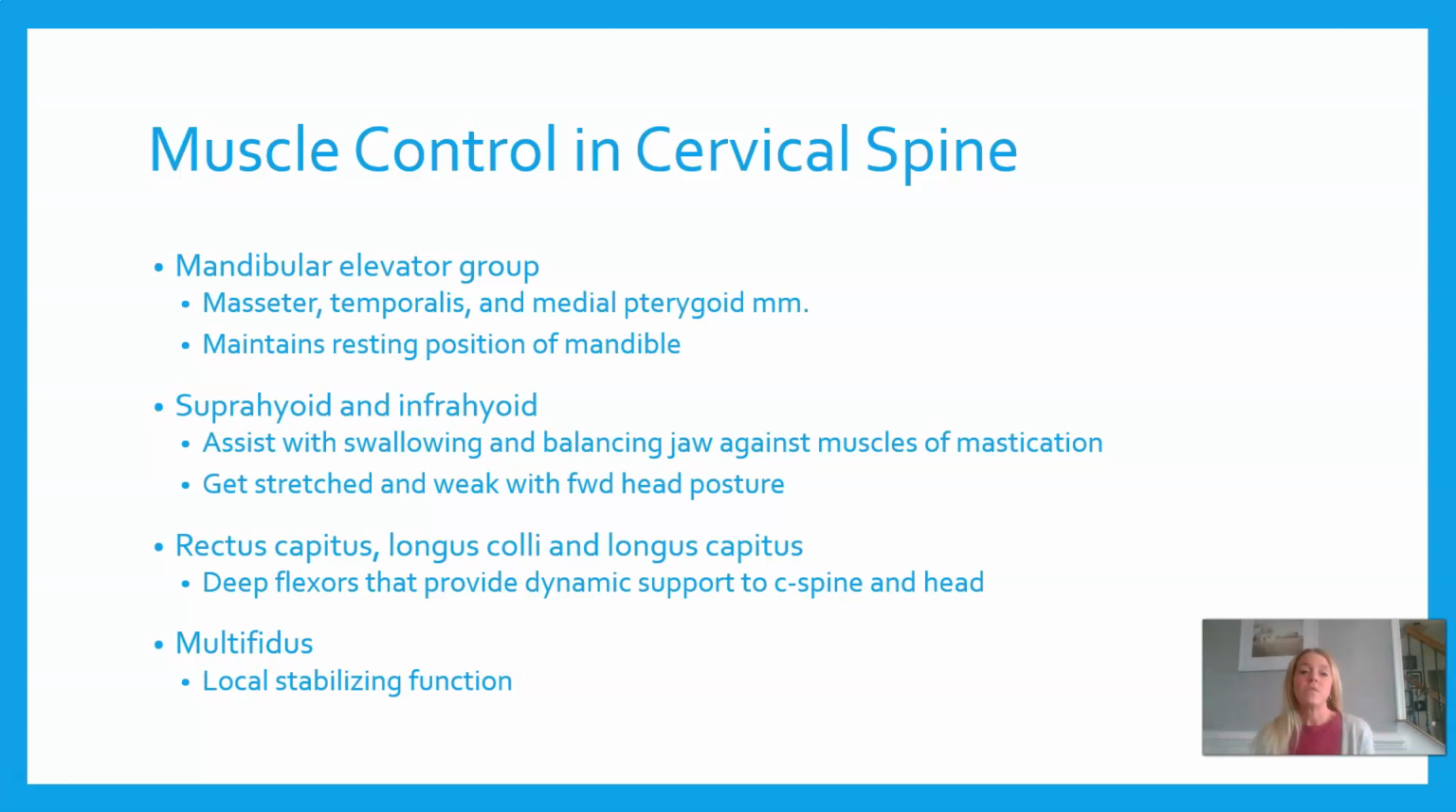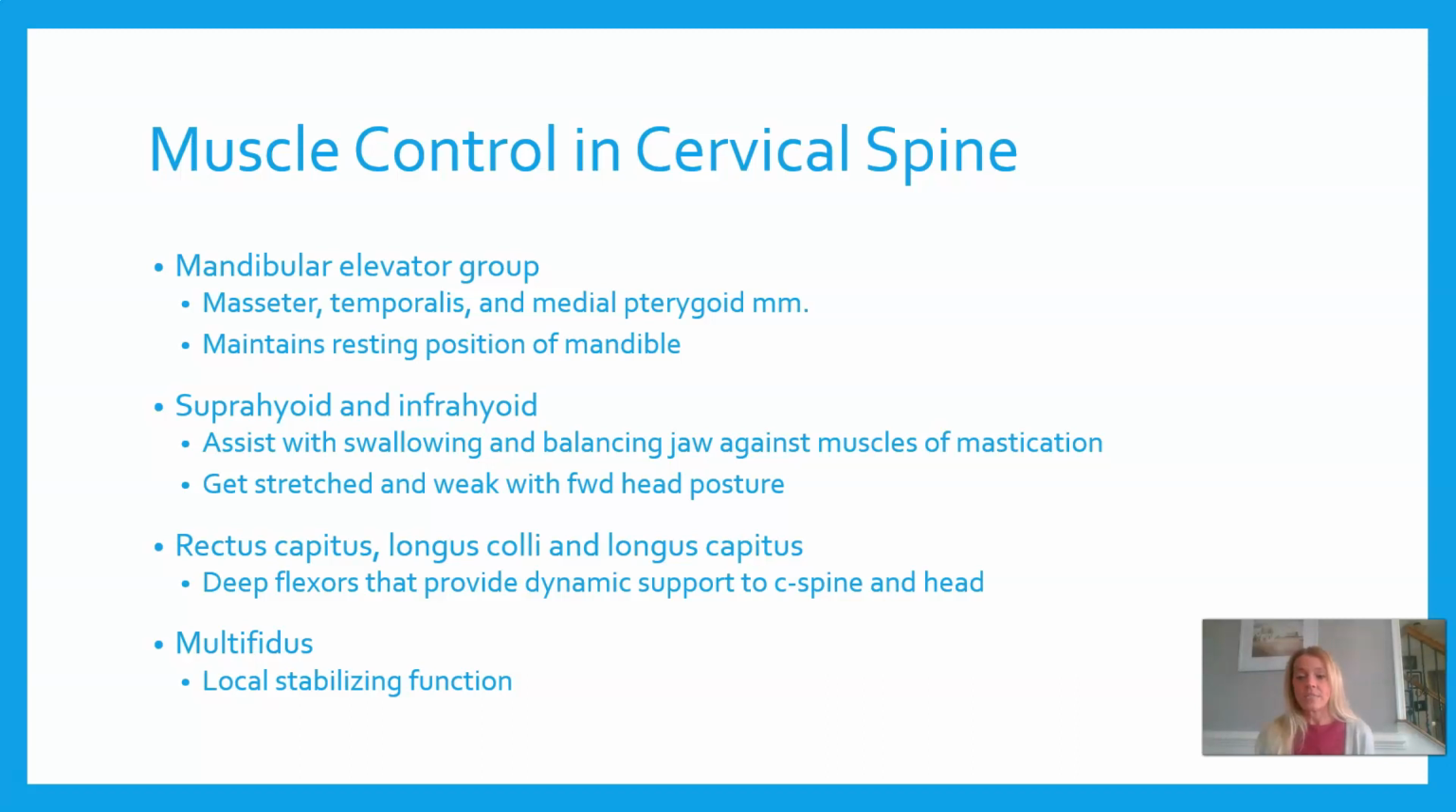So moving up to the cervical spine, the muscles that are major players up here are going to be our mandibular elevators, so the masseter, the temporalis, and the medial pterygoid muscle, basically helping to maintain the resting position of the mandible. We have the supra and the infrahyoid, which assist with swallowing and balancing the jaw against those muscles of mastication. And the big thing with those, and the reason we mention those, is because they can get stretched and weak with a forward head posture.